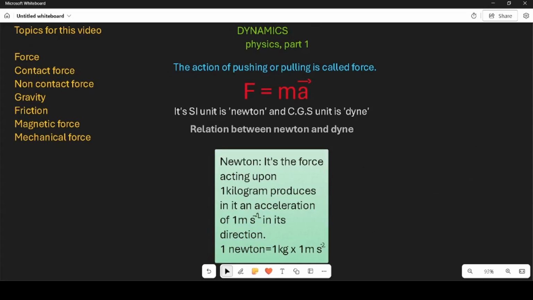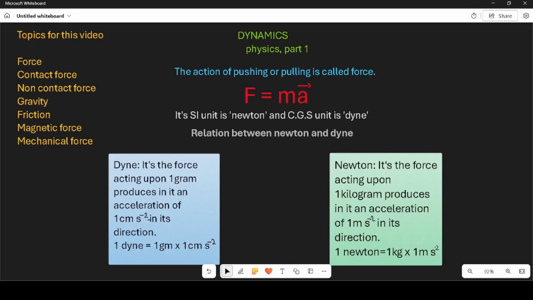Now let's talk about Newton. Newton is the force acting upon 1 kilogram and produces in it an acceleration of 1 meter per second square in its direction. So Newton would be 1 kg into 1 meter per second square. So that would mean that 1 Newton would be 1 kg meter per second square. This is how you would define Newton.